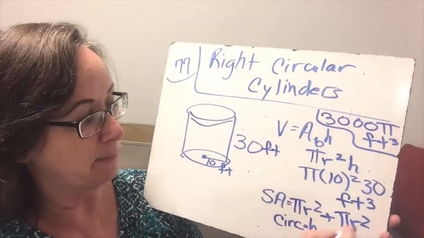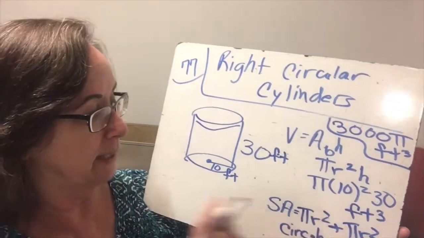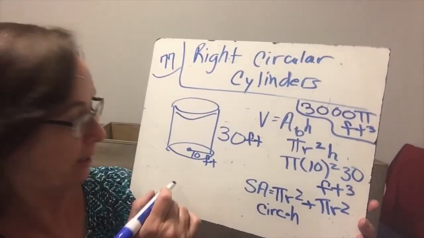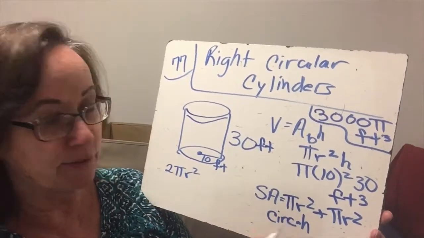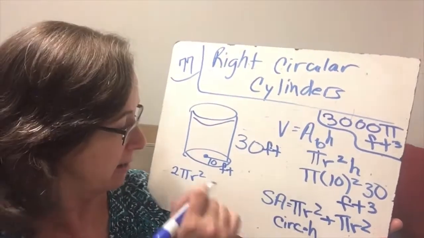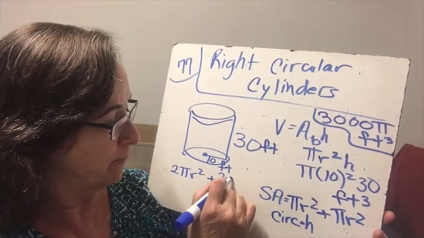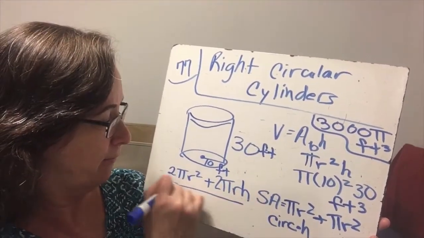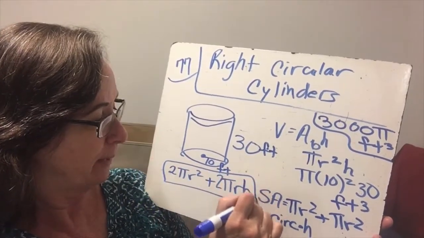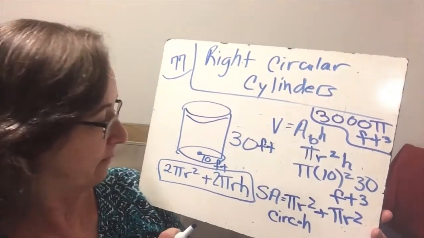So now let's make this a little cleaner. So we're going to say instead of pi r squared plus pi r squared, we'll say 2 pi r squared. And instead of circumference, we'll say 2 pi r because that is circumference times height. Okay, so here's our formula. So now we're going to start plugging everything in.